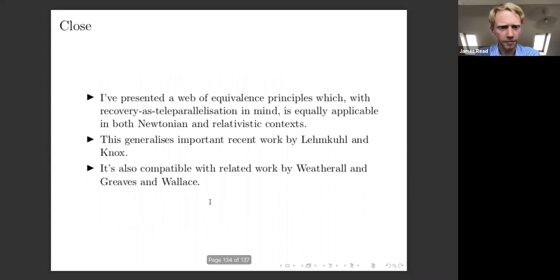Okay, so here's what I have done today, and I'm really looking forward to discussing. So I've presented a web of equivalence principles, which with recovery as teleparallelization in mind is equally applicable to both the Newtonian and relativistic contexts. And I hope that this incorporates the work by Lehmkuhl and Knox on these issues, and I hope that it's also compatible with these things by Weatherall and Greaves and Wallace.